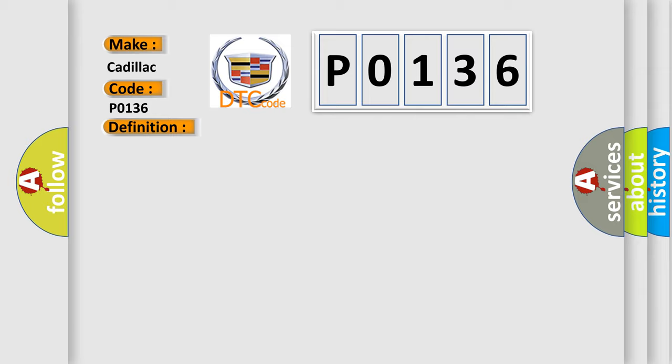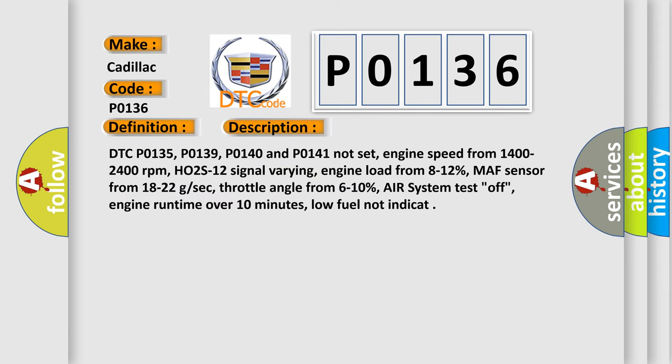And now this is a short description of this DTC code. DTC P0135, P0139, P0140 and P0141 not set, engine speed from 1400 to 2400 revolutions per minute, HO2S12 signal varying, engine load from 8 to 12%, MAF sensor from 18 to 22 g/s, throttle angle from 6 to 10%, air system test off, engine runtime over 10 minutes, low fuel not indicated.